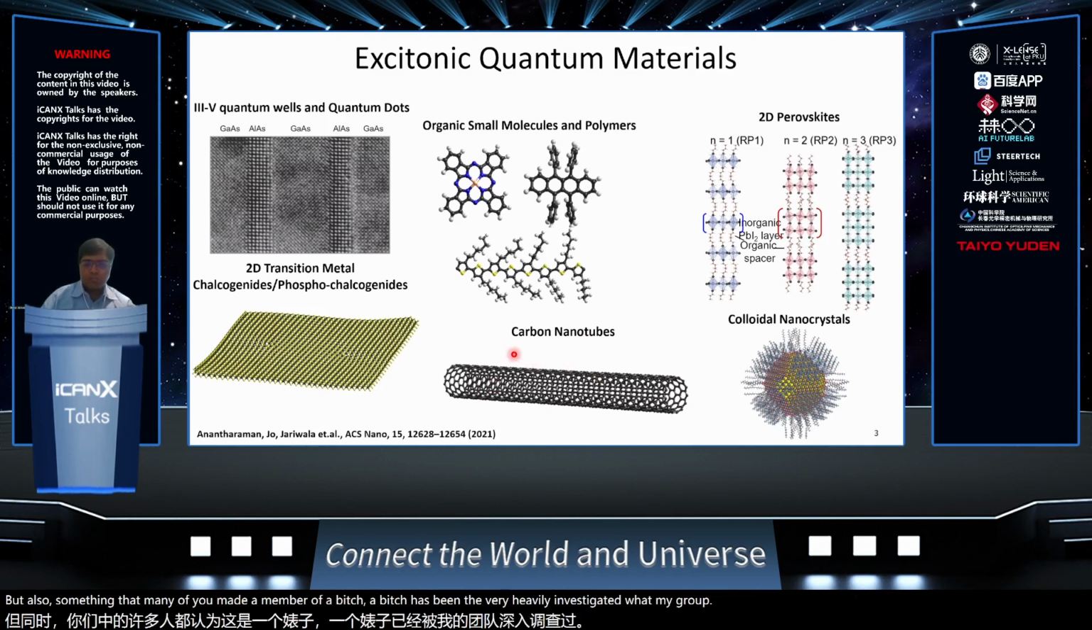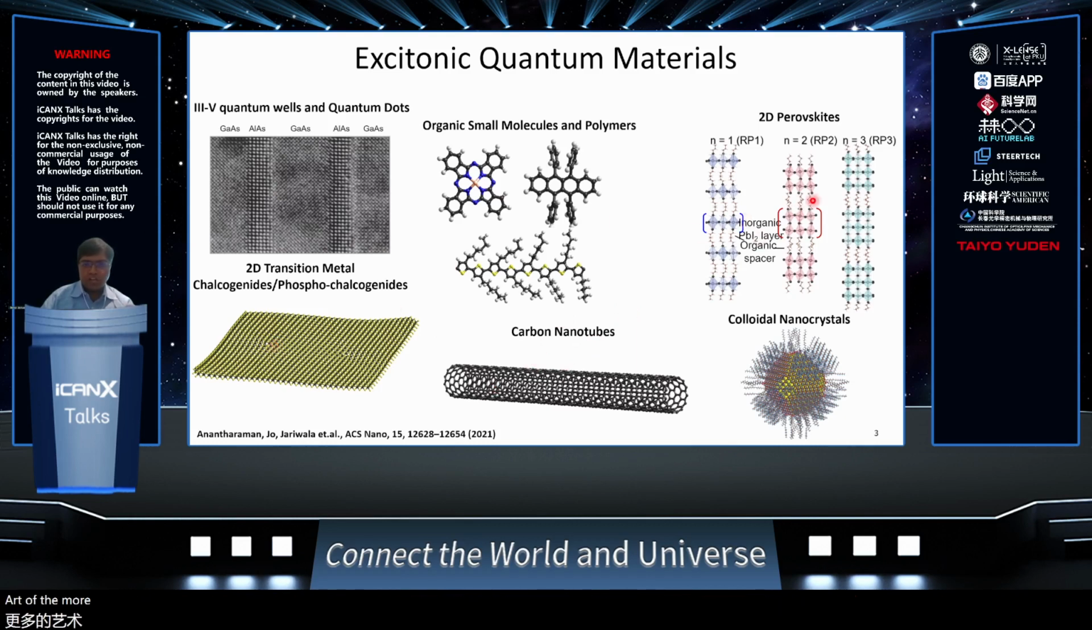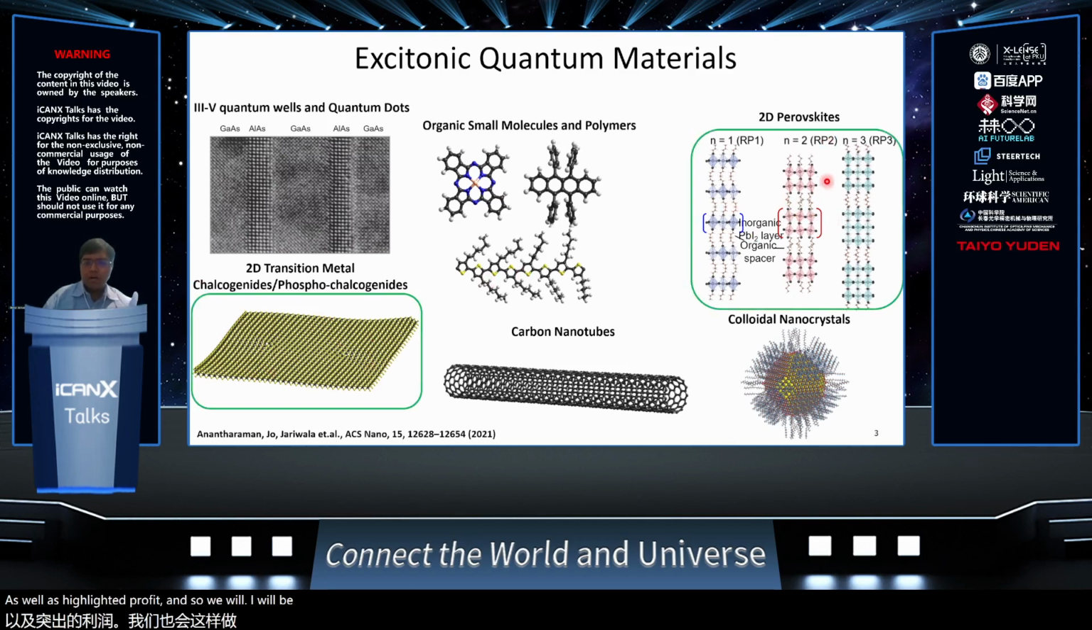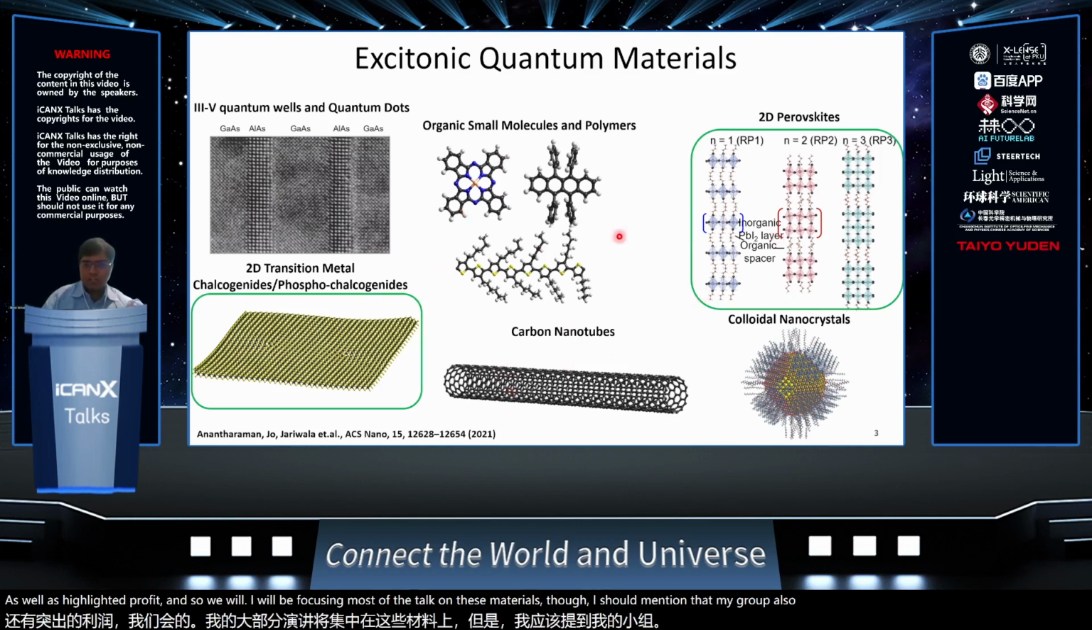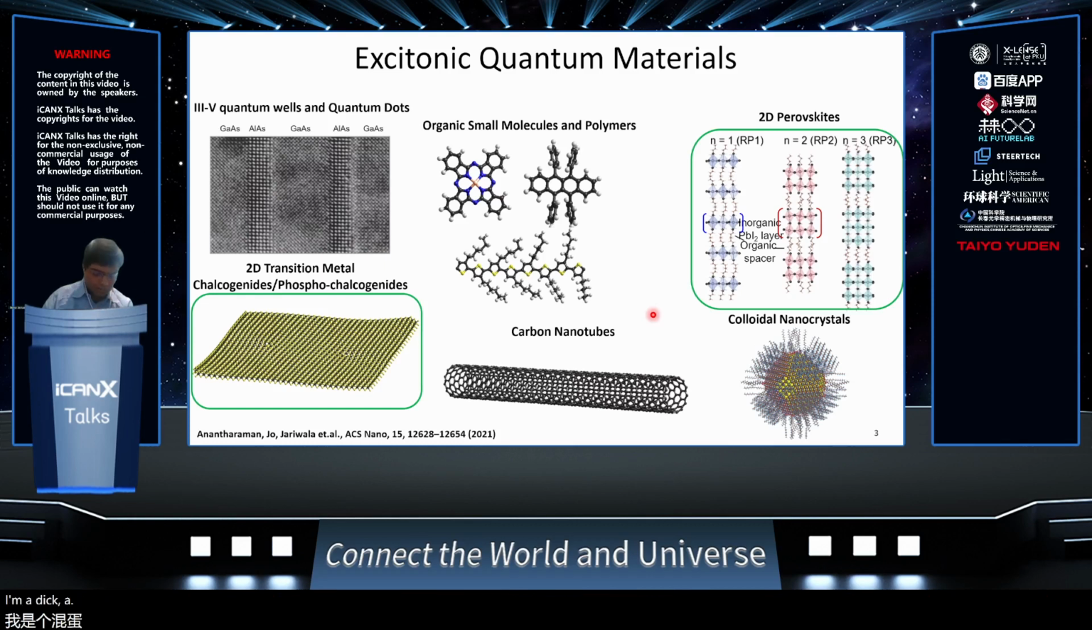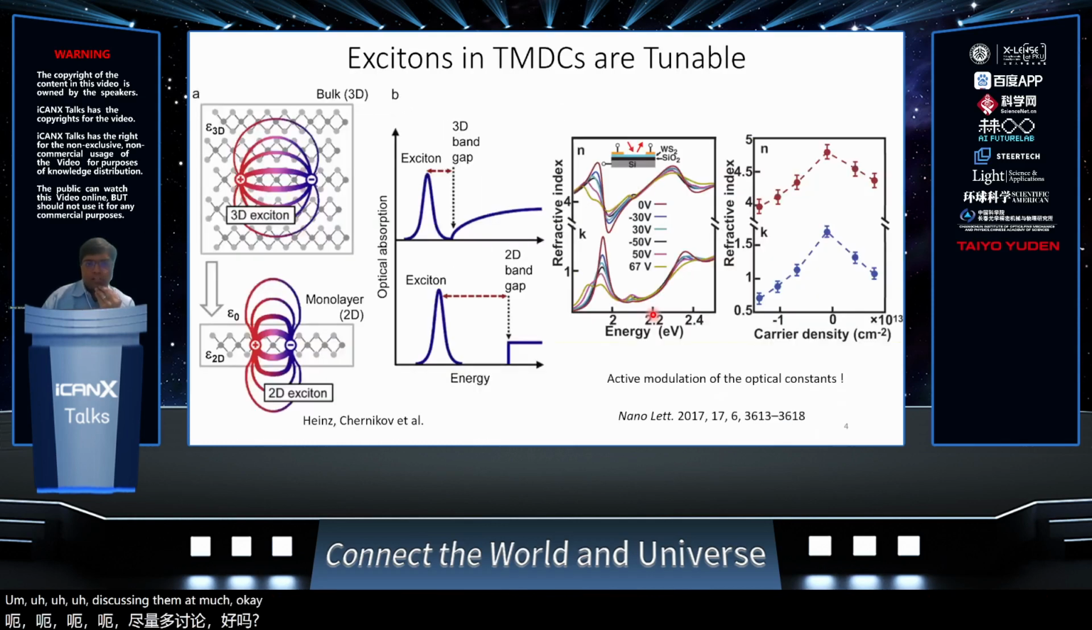What my group likes to focus on are the more recently emerging two-dimensional materials. And in particular, we like to focus on two-dimensional transition metal chalcogenides and phosphochalcogenides, as well as halide perovskites. Okay, so I will be focusing most of the talk on these materials, though I should mention that my group also works on these materials over here. And due to lack of time or lack of focus, I won't be discussing them as much.